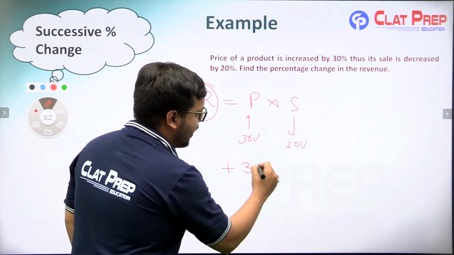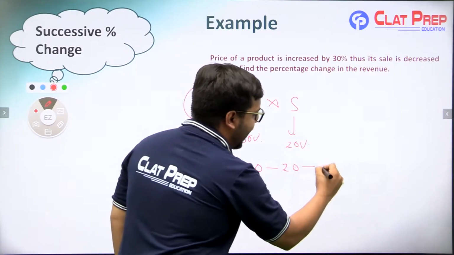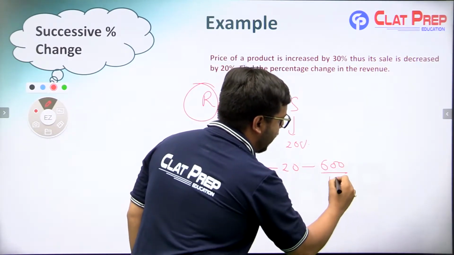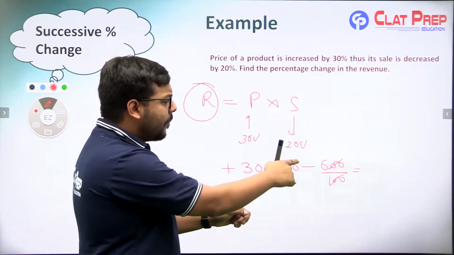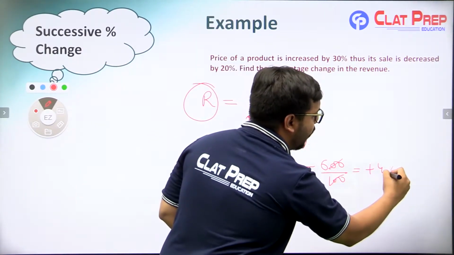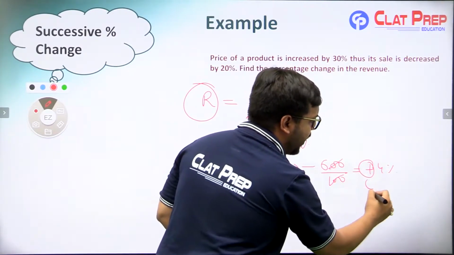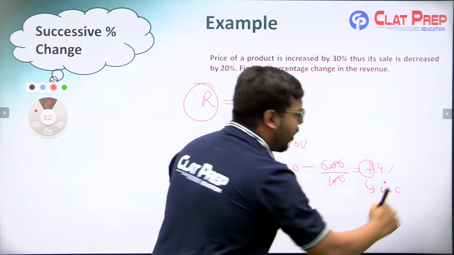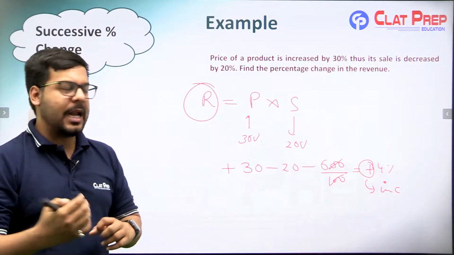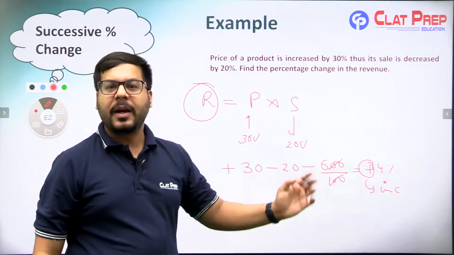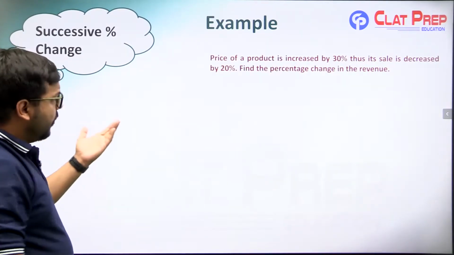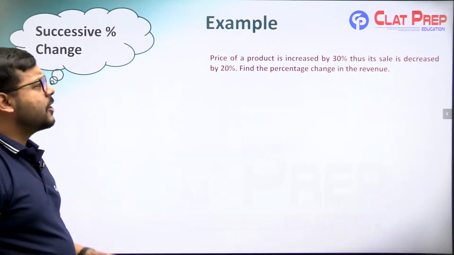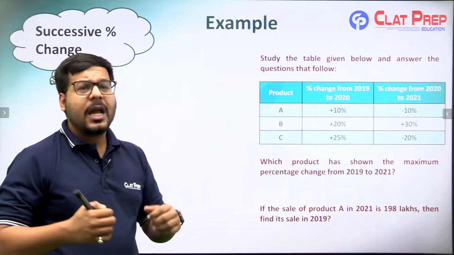How? Plus 30 minus 20 minus 600 upon 100, which is nothing but plus 10 minus 6, that is plus 4%. What does the plus sign show here? It shows that the overall revenue has increased, and by what percent? It has increased by 4%. Now these were a couple of questions which were basically the traditional textbook questions based on percentage.